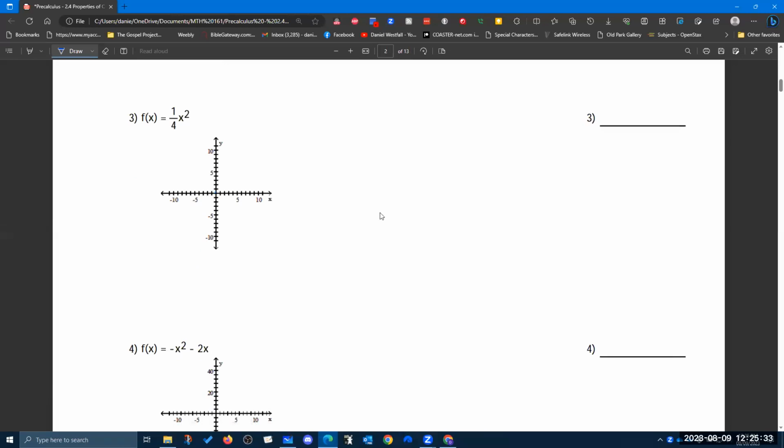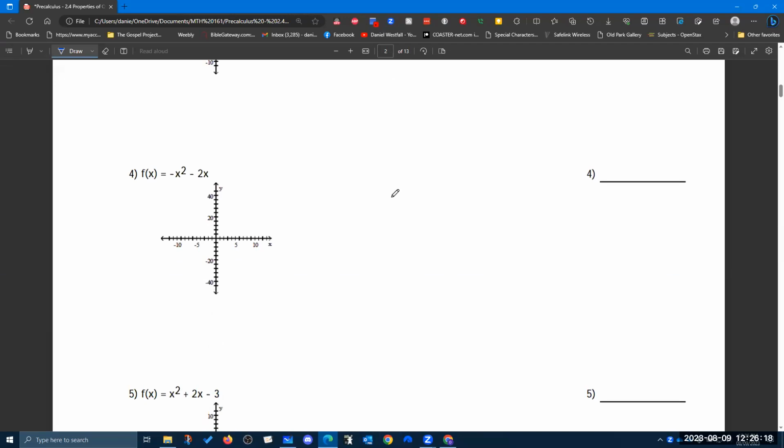Now we have a positive 1/4 x squared. Again, there was no horizontal or vertical shift. It stays right there at 0, 0. But now let's pick a value that was out here, like 4 or 16. When I take 1/4 of 16, I'm going to get 4. Same for -16, when I take 1/4 of that, I'm going to get 4. So this is going to grow very slowly. It's going to be a lot wider, like so.